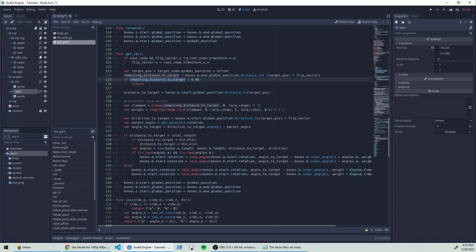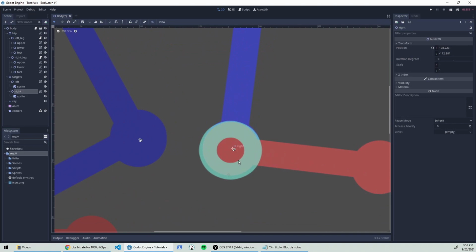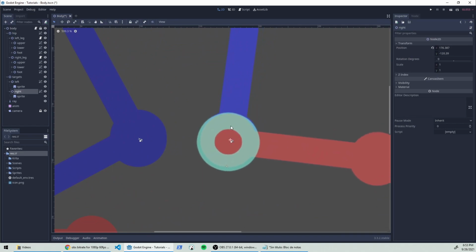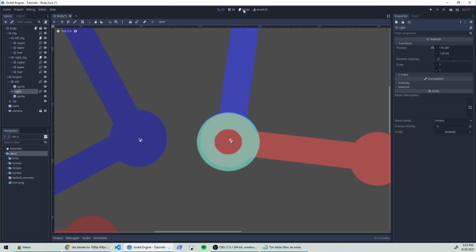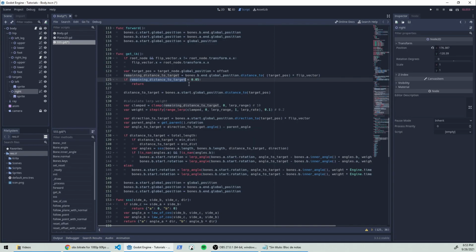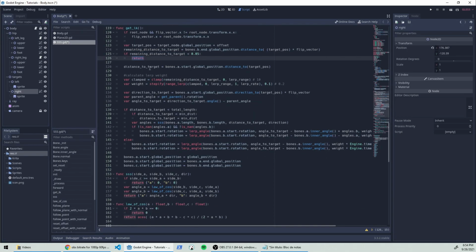So if the remaining target is less than 0.05, we know we are close enough that we don't want to keep running the function, because we don't want to run this code if it's just going to keep calculating the same thing. So we just return. Okay, and then if we don't return, then we calculate the distance to the target.